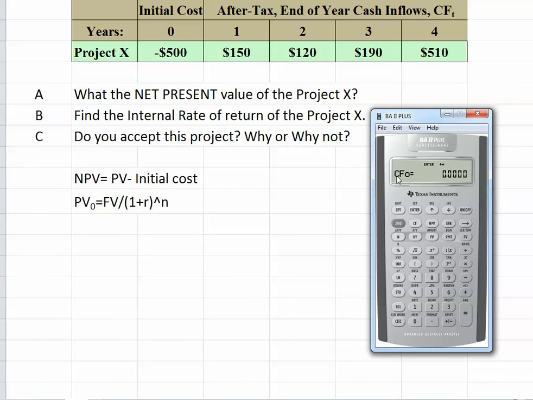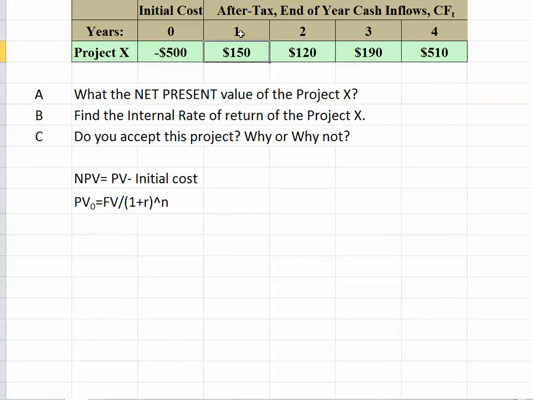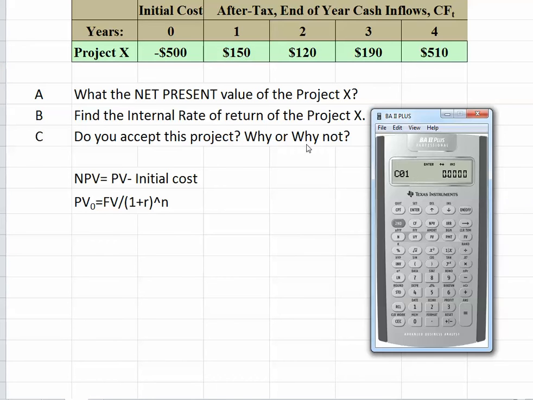So let me start with my calculator. Okay, so what does that CF0 mean? CF0 means basically that initial cost always has to be a negative number. Okay, then what is that C01? C01 means the cash flow number 1. As you can see, this is 1, and this one is in time 1 we have $50, right? So as you can see here, it's a $50. So that's my cash flow 1. So you can go to cash flow 2. So you can keep on going, cash flow 3 and cash flow 4.